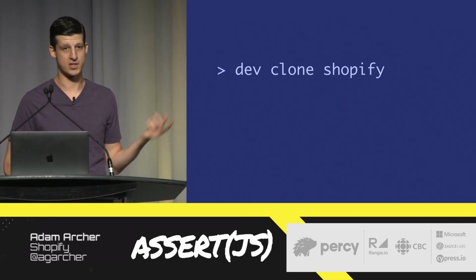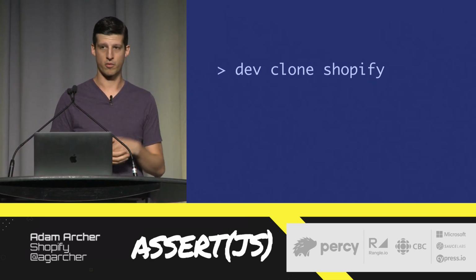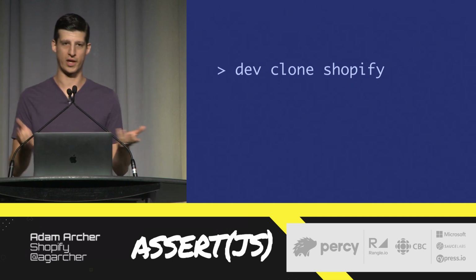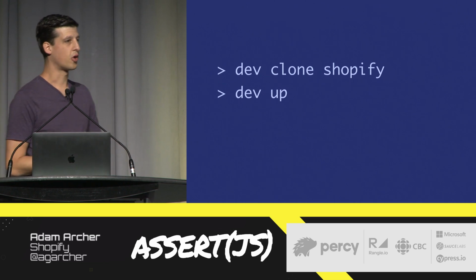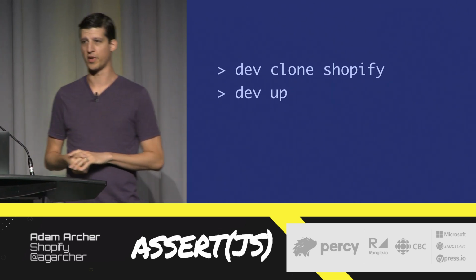So this is the command to clone Shopify core. What this will do is clone the Git repository and change the working directory into it for you. It clones it to a well-known location. One more command, dev up, will do anything the service needs to be ready to run.